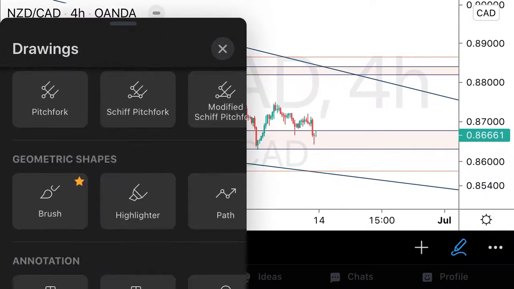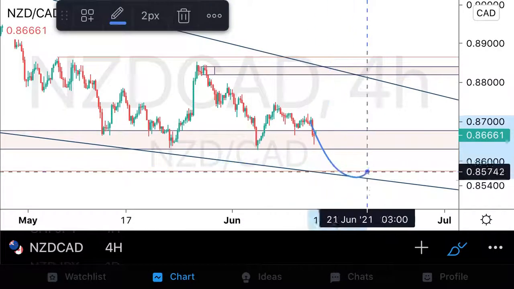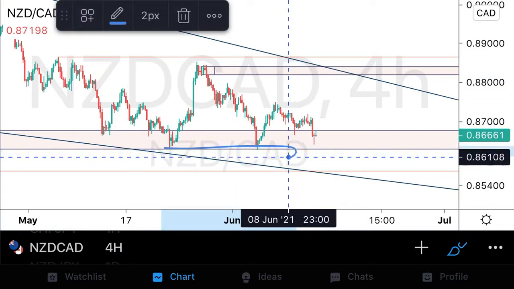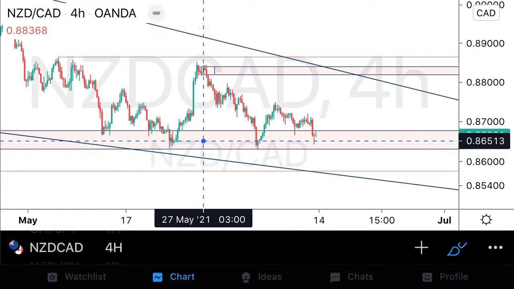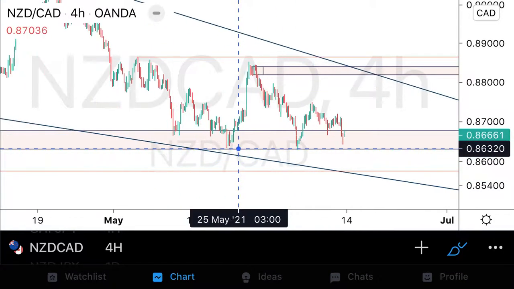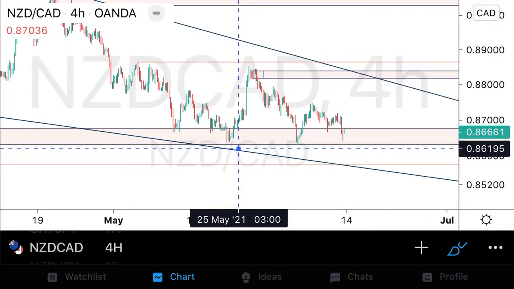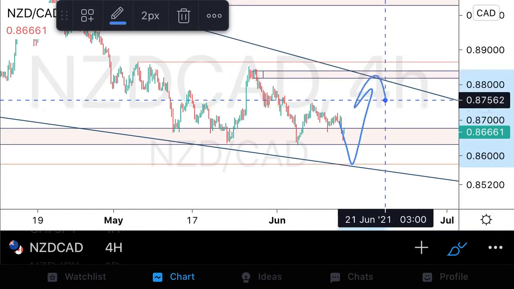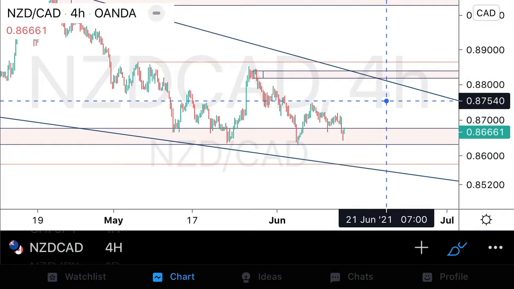So we have a descending structure. We know that descending structures normally break to the upside. We also have a set of almost equal lows, understanding that liquidity rests below these lows. Now, what do we know? If markets want to make that move to the upside, markets need to sell in order to buy. So that's exactly what we're going to expect here on NZDCAD.